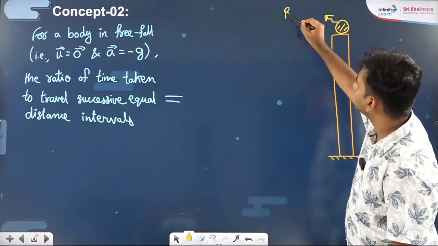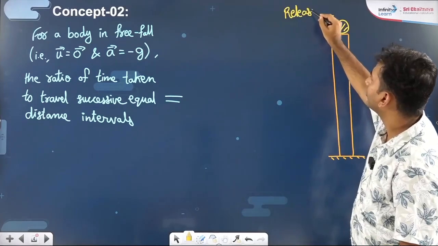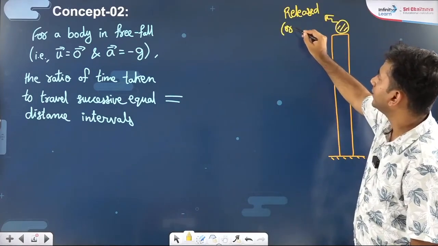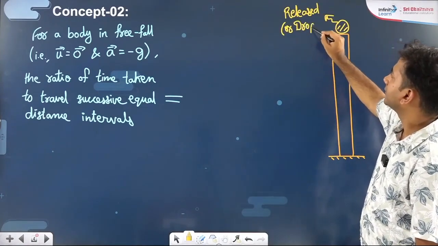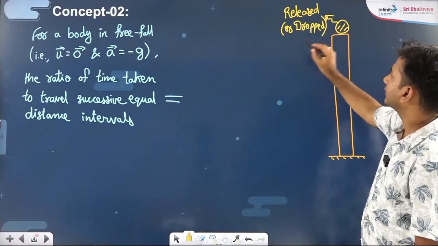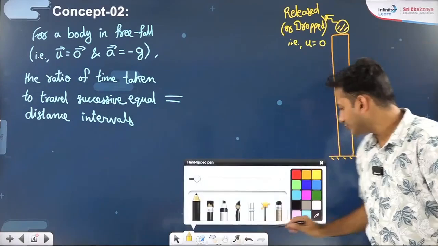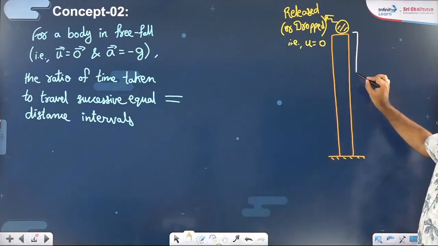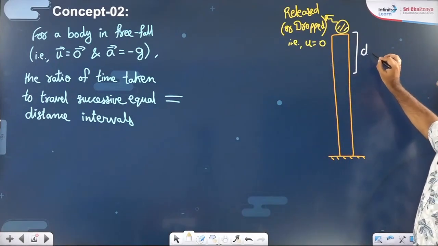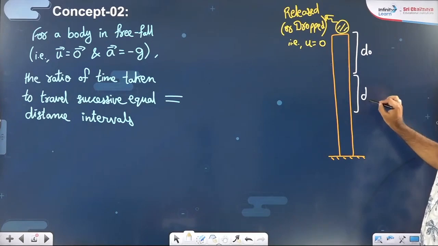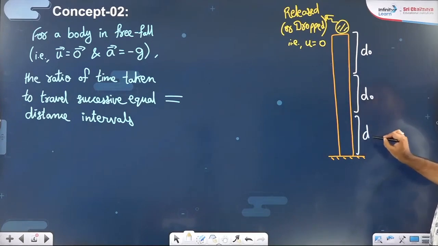Which has been released or dropped. That is, you will say that your initial velocity is going to be 0. Now suppose I talk about the equal distance intervals. So this interval is d0, next interval is also d0, next interval is also d0.